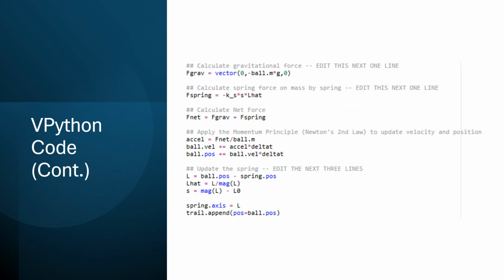Now we have to bring in the vector forms of all the equations into play, where we're able to find the gravitational force, the spring force, the sum of the two equaling the net force, and now we're applying the momentum principle to update velocity and position, where the ball's final velocity is equal to its initial velocity plus acceleration times time, where in this case acceleration is equal to net force divided by mass, and the ball's final position is equal to its initial position plus velocity times time. We're also able to update the spring stuff with L, L hat, s, and the axis.